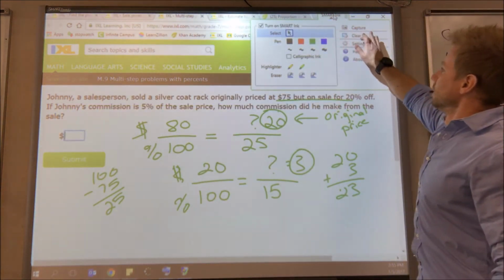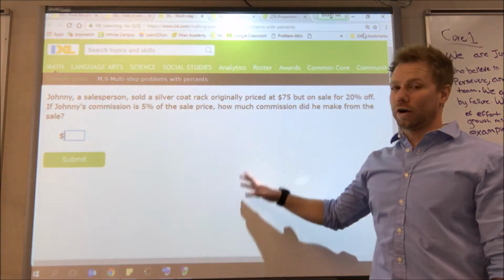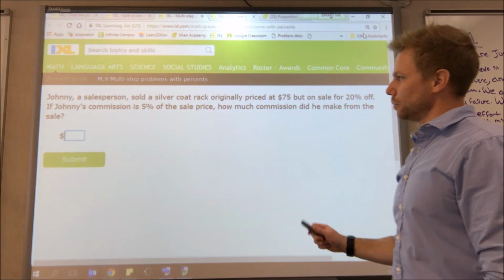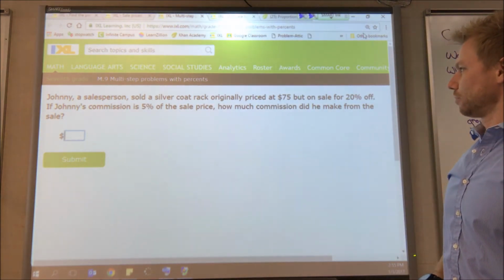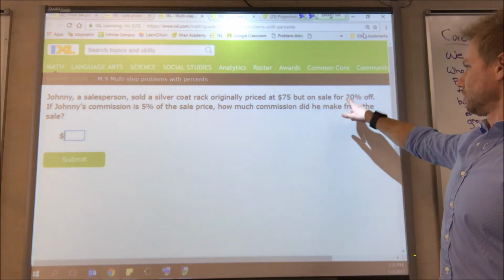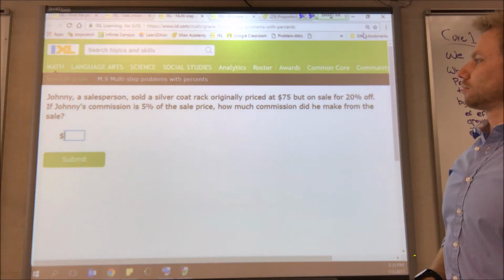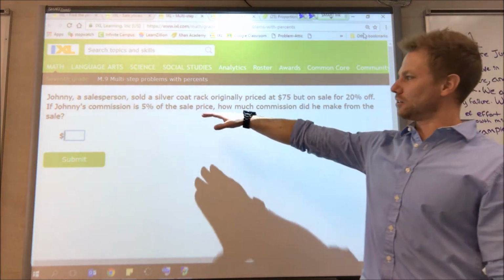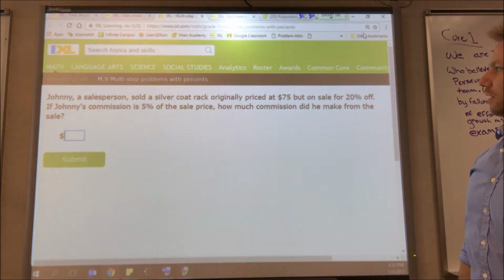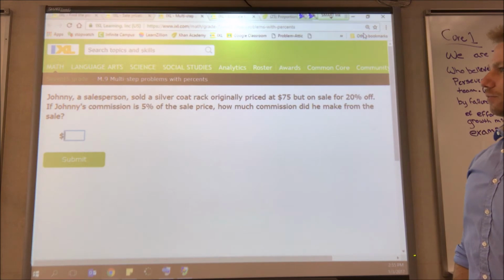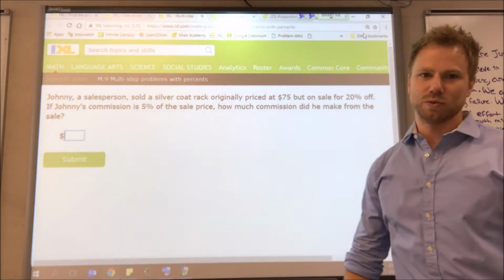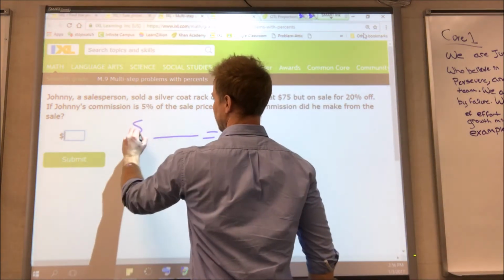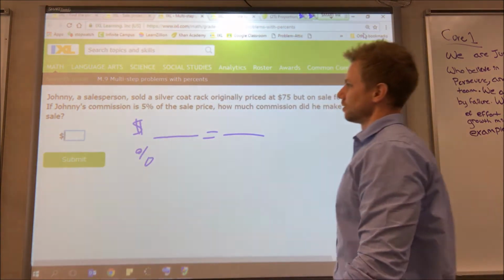Okay. All right, so these problems, instead of taking one proportion, they take two proportions. Okay, Johnny, a salesperson, sold a silver coat rack originally priced at $75, but it was on sale for 20% off. All right, that sentence is our first proportion. If Johnny's commission is 5% of the sale price, how much commission did he make from the sale? Second sentence will be our second proportion. So let's start at the beginning. We have money, we have percent.